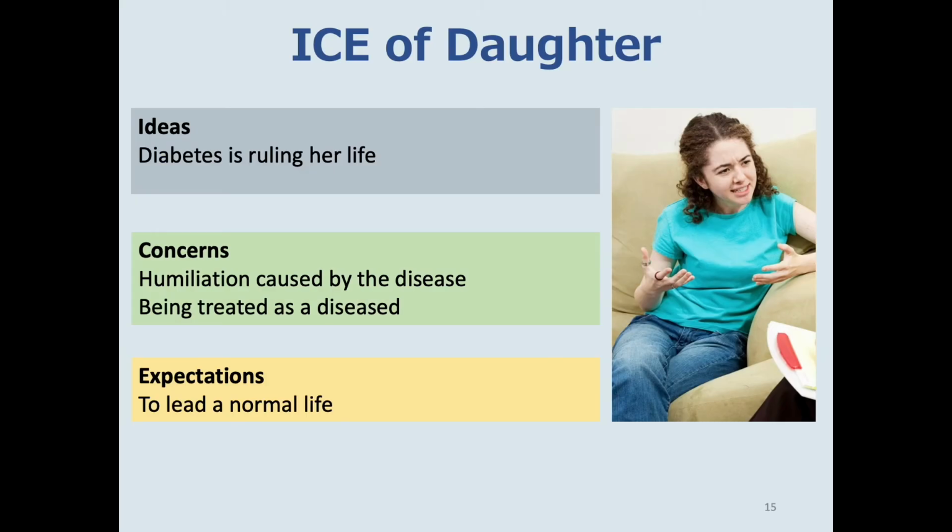Now we will try to identify the negative values of the daughter. Regarding ideas, she thinks that diabetes is ruling her life. And regarding the concerns, she is worried about the humiliation caused by the disease when she became unconscious among her friends. And also she is worried that she is being treated as a deceased person. And regarding expectations, she wants to lead a normal life as the other teenagers of her age.